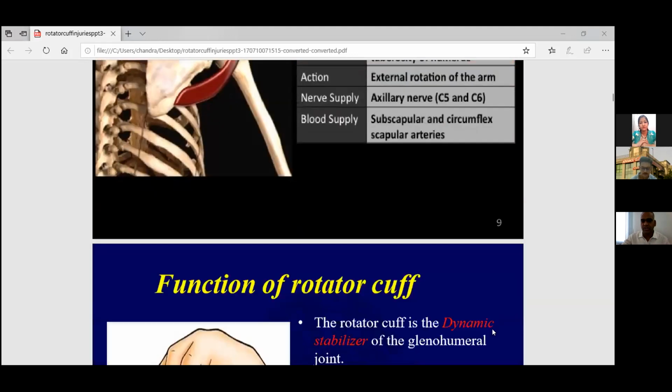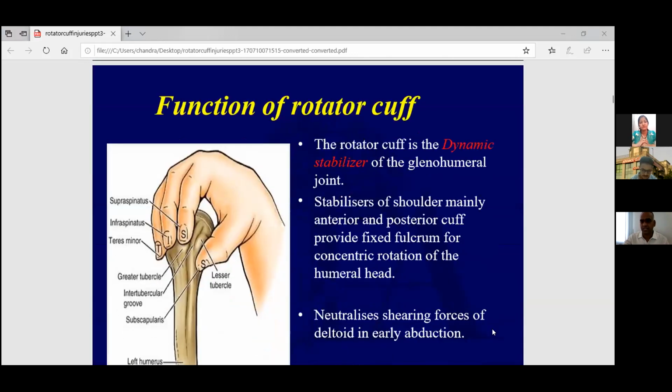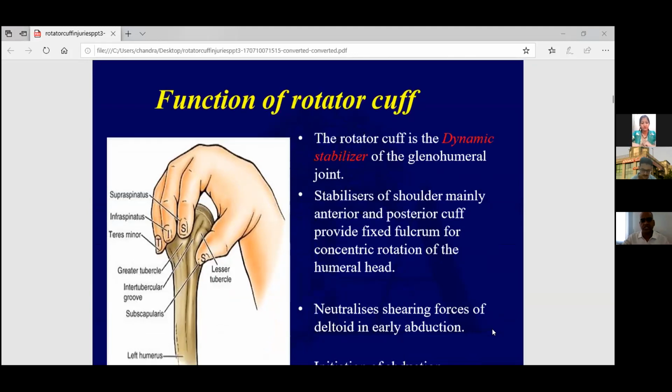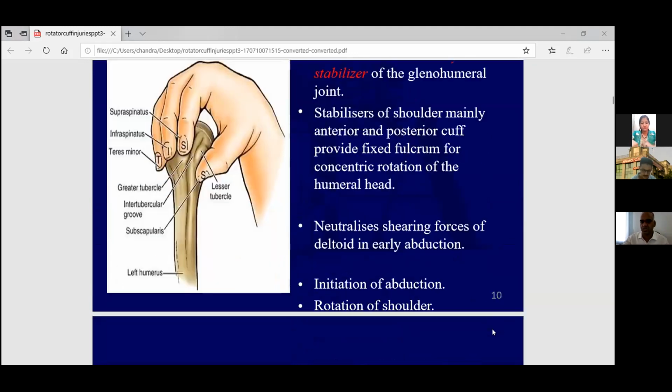Then the functions of the rotator cuff: it's the most dynamic stabilizer of the shoulder joint, mainly the anterior and posterior part of the shoulder joint. It provides a fixed fulcrum for concentric rotation of the humerus head during the movement. Just remember this, it plays an important part in stabilization of the shoulder joint.